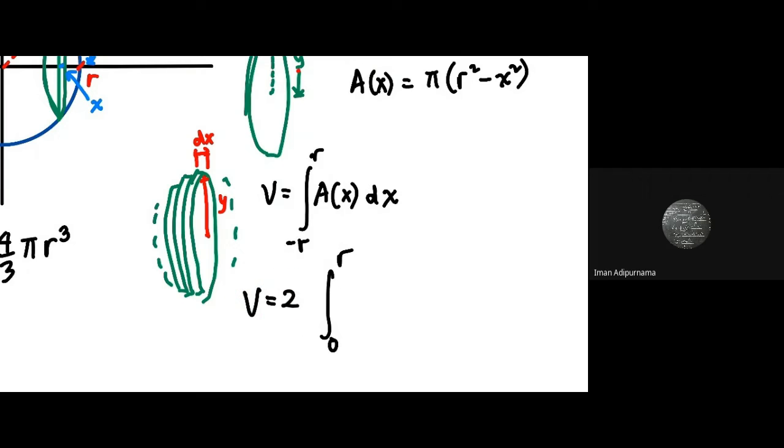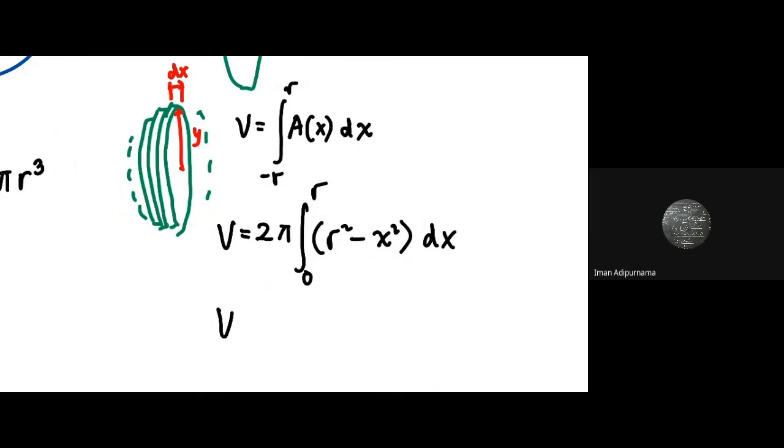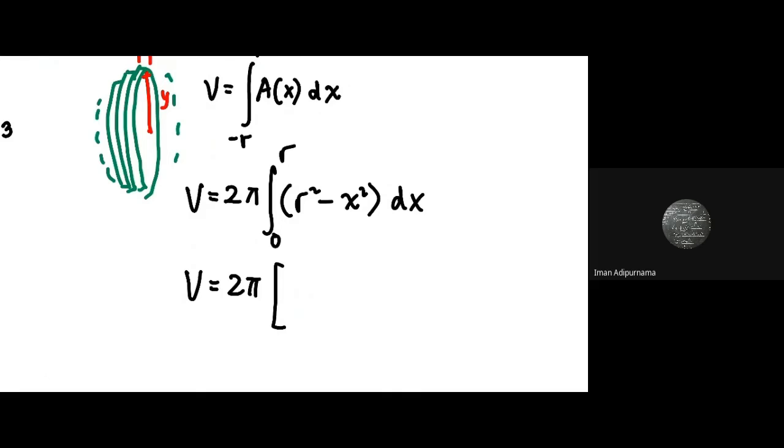Okay, let me move to the left and write the pi, because it's a constant, so we can factor it outside. We can rewrite the integral of r squared minus x squared dx. We can integrate r squared to become r squared x, because r is a constant, so we just integrate it as a constant and multiply by x, and then negative x cubed over 3, evaluated from 0 to r.